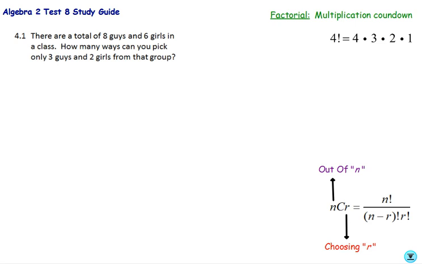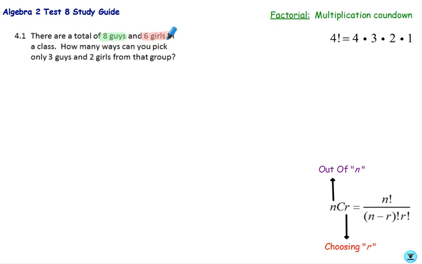So now what we're going to do in number 4 is really the same thing that we just did. The only difference is that now we're going to do it for 2 different things. We're going to look at 2 different subjects in the problem. All right, so it says there's a total of 8 guys and 6 girls. So let's see, we've got 8 guys and we've got 6 girls.